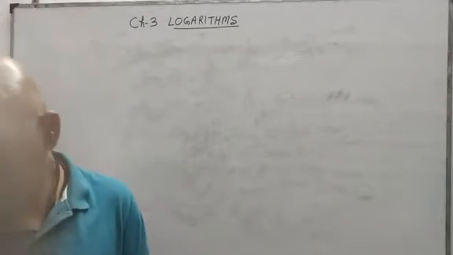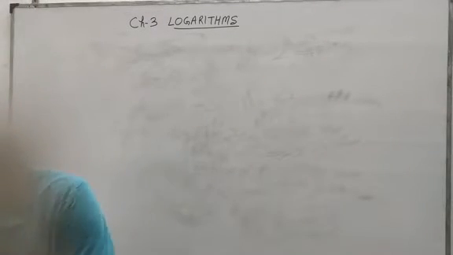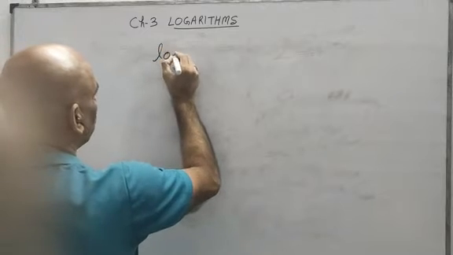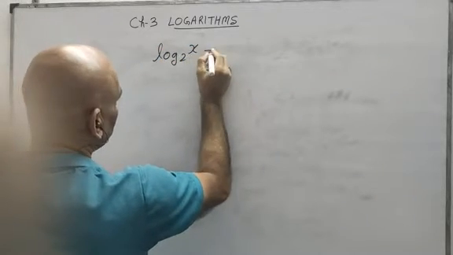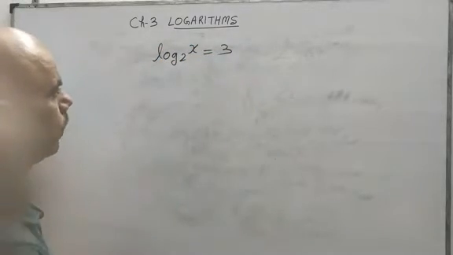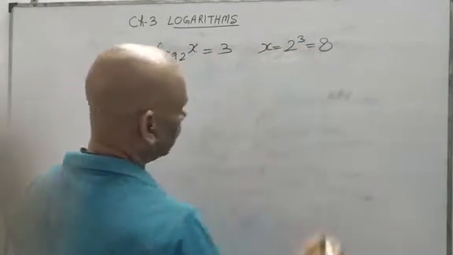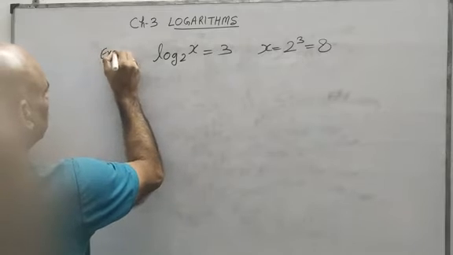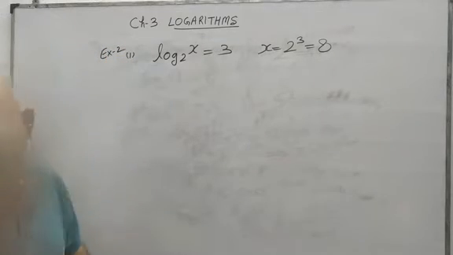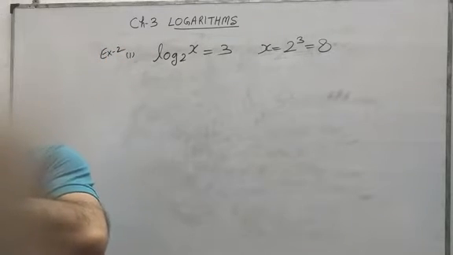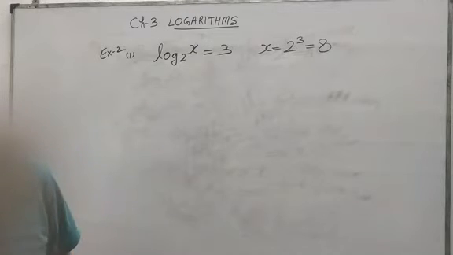Example 2, what does he say this time? Log x base 2 is equal to 3. So what will happen? x is equal to 2 to the power 3, that is 8. This is example number 2, part 1. In the same way you can solve many.